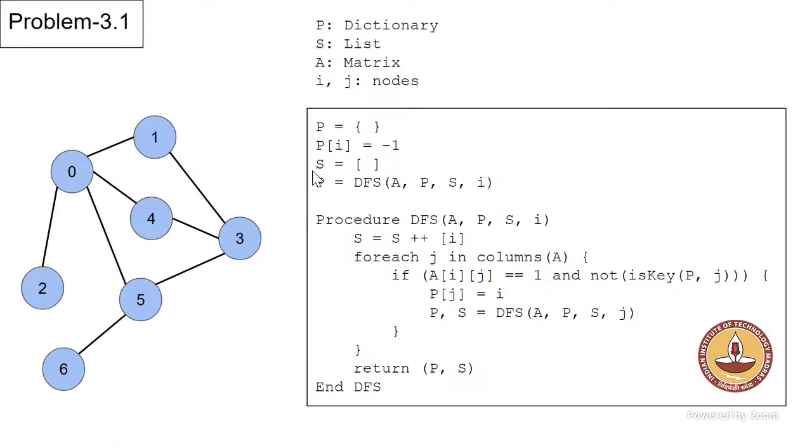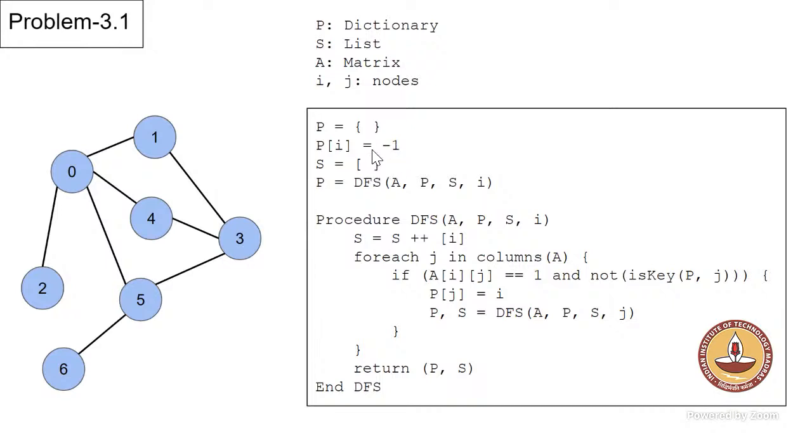So starting from 0, that is our initial node. So 0 will be key here. P of I equal to -1 we are making, and it is mapped to -1 because we are starting from that point only. And S is a list that keeps track of visited nodes. That will be the path, ma'am, it will store the path.